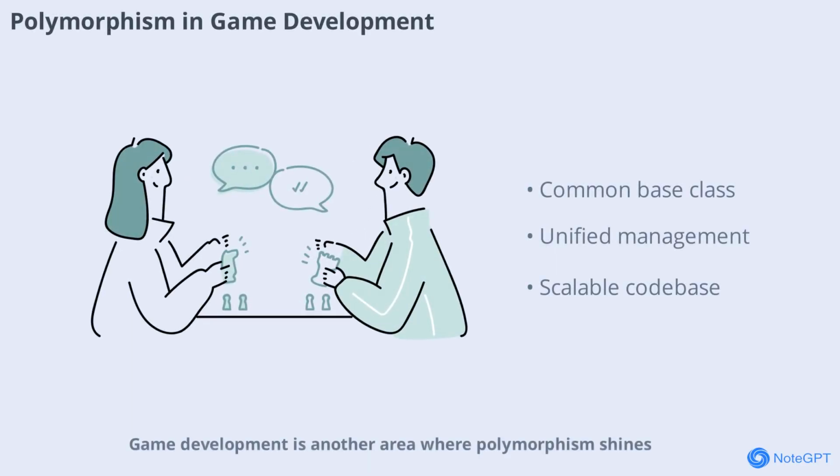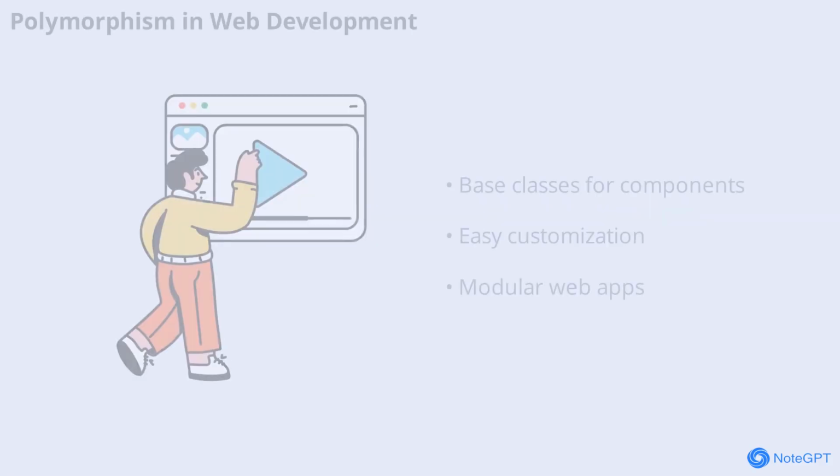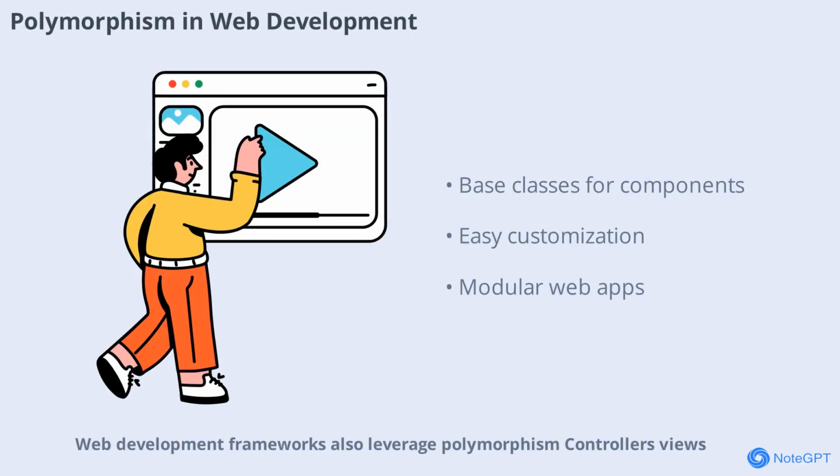Game development is another area where polymorphism shines. Different game entities like players, enemies, and power-ups can all inherit from a common base class. This allows the game engine to manage and update all entities using the same interface, making the codebase more organized and scalable.